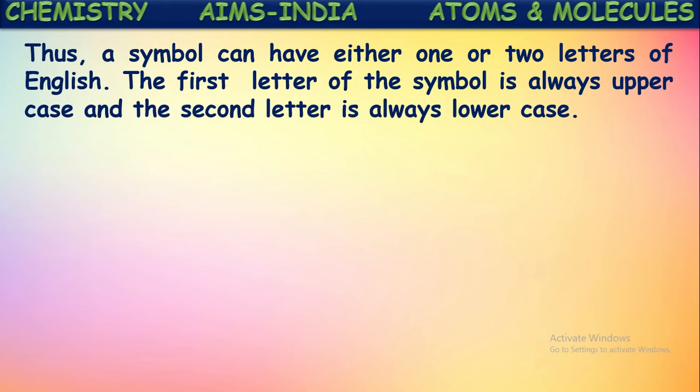Thus, a symbol can have either one or two letters of English. The first letter of the symbol is always uppercase and the second letter is always lowercase. Yes, if there is only one letter as a symbol for an element, it should be written as an uppercase, that is capital, letter. If there are two letters in the symbol of an element, then the first letter should be written uppercase, a capital letter, and the second letter should be written lowercase, a small letter. Okay.